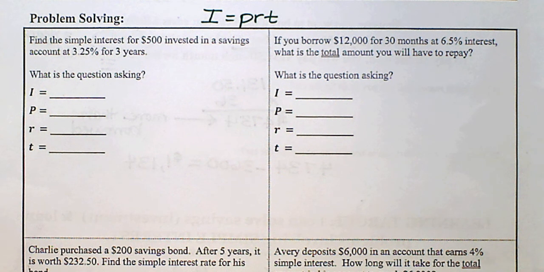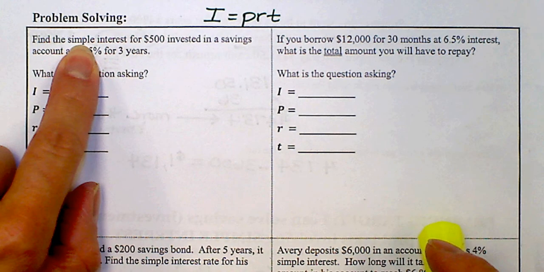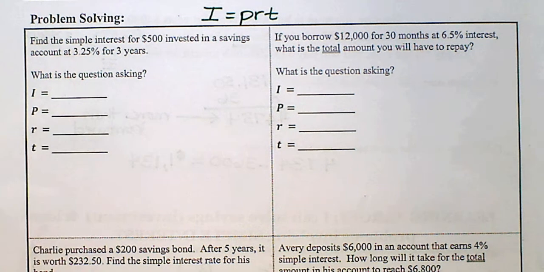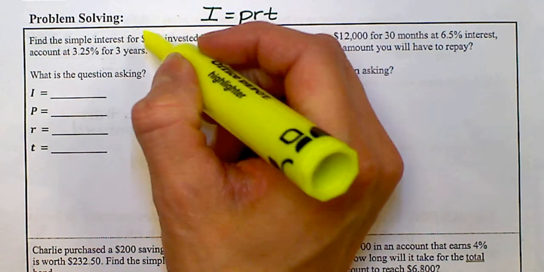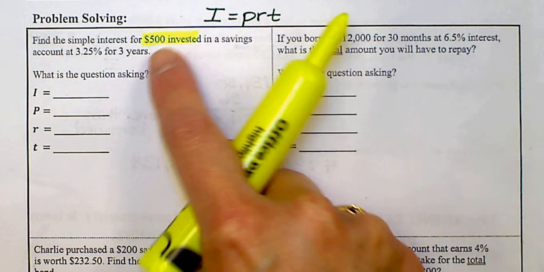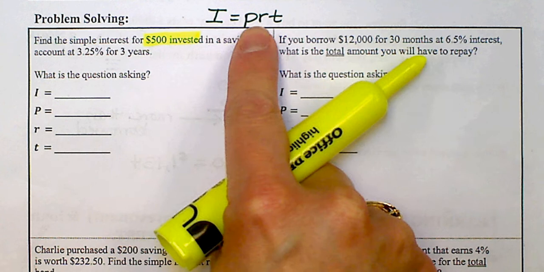So now let's take a look at a few problems solving using I equals PRT. So the first one says find the simple interest. So this is the one we're going to be looking for. For $500 invested, now be careful, invested does not mean the I. The invested is your principal, what you're starting with.